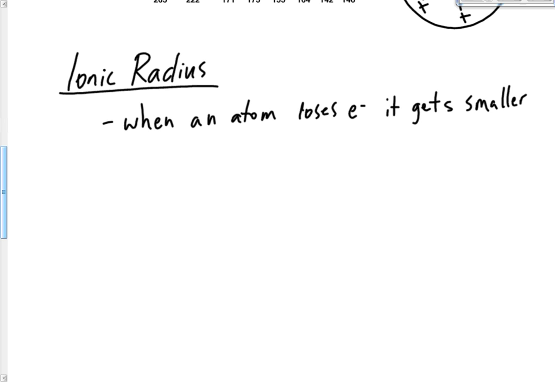Let's say you have lithium here, and it has 1 valence electron. It's going to lose that electron. Obviously we've gone down a whole energy level, so now it just looks like that. That's pretty obvious. But let's look at one that doesn't go down an energy level. Let's look at beryllium.